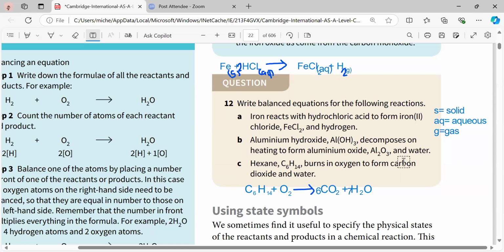The only thing we can do to get to 19 is to multiply everything that we have already balanced previously by 2. Supposedly this number should be 9.5, but since we multiply everything by 2, we will have something like this.